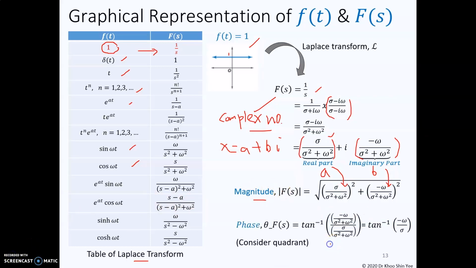To find the phase, you can take the inverse tangent of the imaginary part, which is B, divided by A. So you substitute B at the top and A at the bottom. You see the denominator can be cancelled, and in simple form you get negative omega over sigma. So this is how you obtain the phase. Be careful, once you compute, you have to consider the quadrant to get the actual phase.